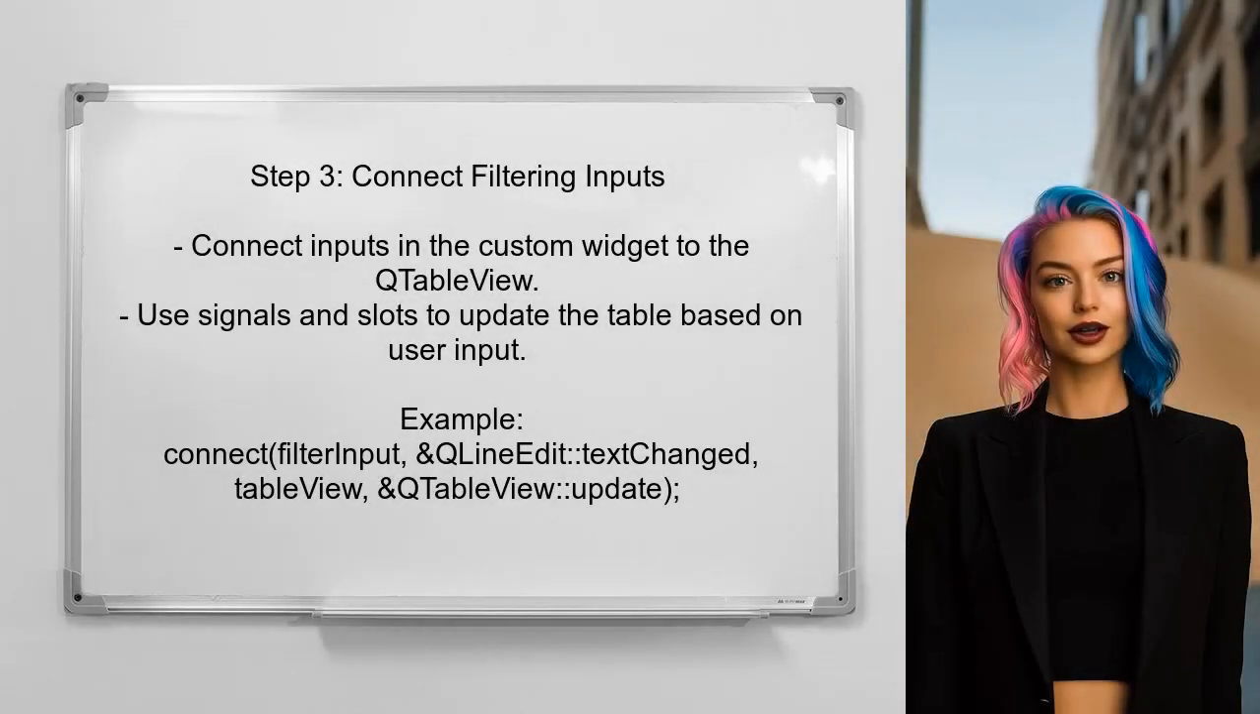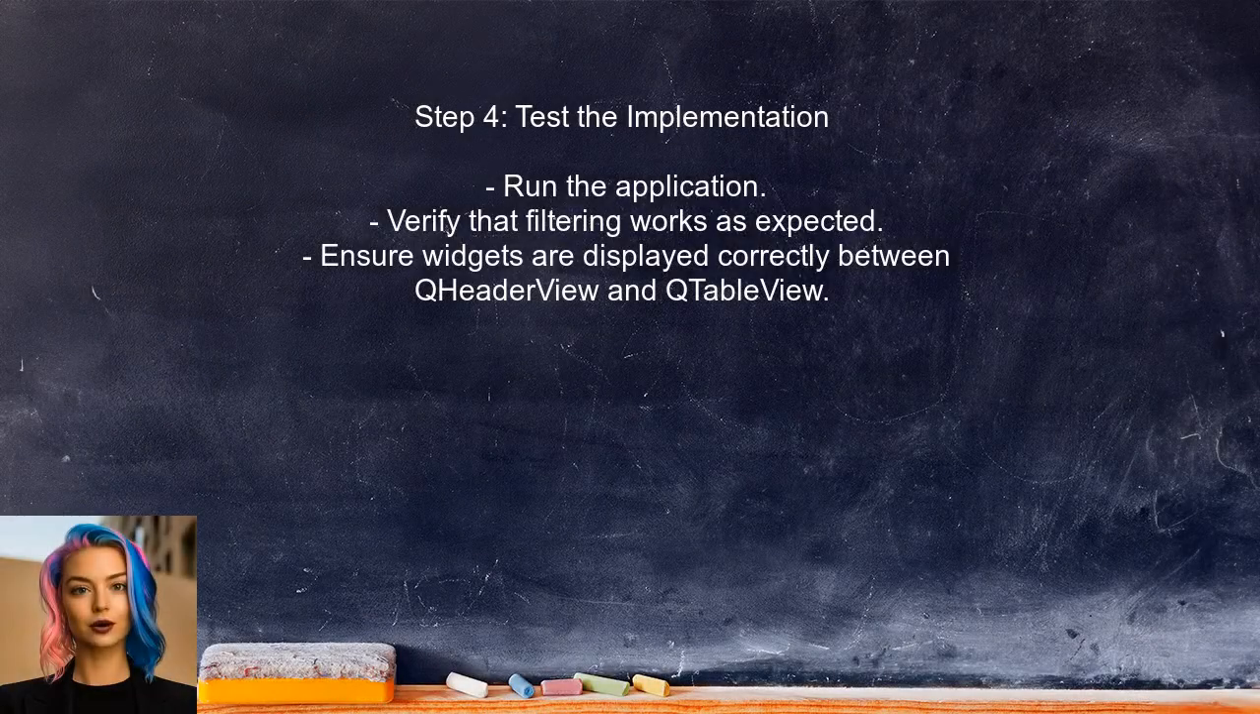After setting up the layout, the user should connect the filtering inputs in the custom widget to the QTableView. This allows the user to filter the displayed data based on their input. Finally, the user can test the implementation. They should run the application and check if the filtering works as expected, ensuring that the widgets are displayed correctly between the QHeaderView and QTableView.